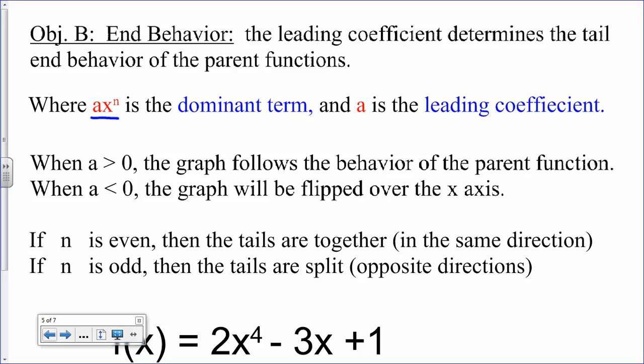When a is greater than 0, when the leading coefficient is positive, then it follows the behavior of the parent function. If it's negative, so it's less than 0, it will be flipped over the x-axis, so it will be the opposite. If the degree is even, then the tails are together, so in the same direction. That's either up, up, or down, down. If n is odd, if the degree is odd, then they're split, they're opposite. So down, up, or up, down.